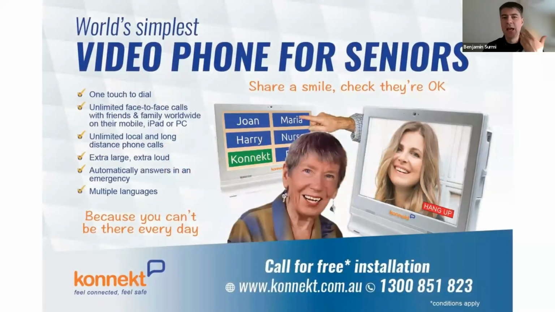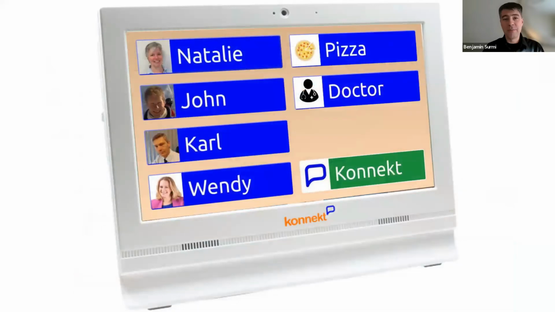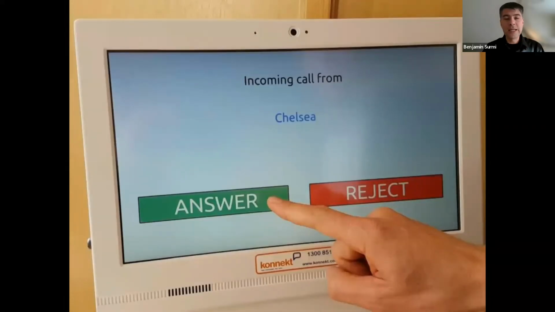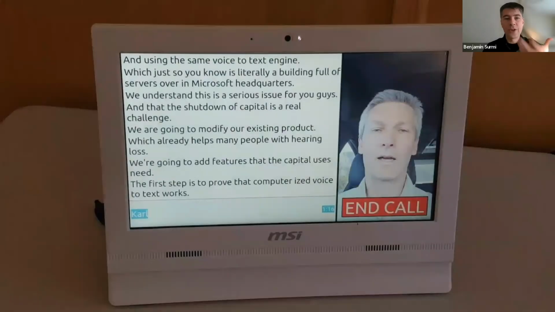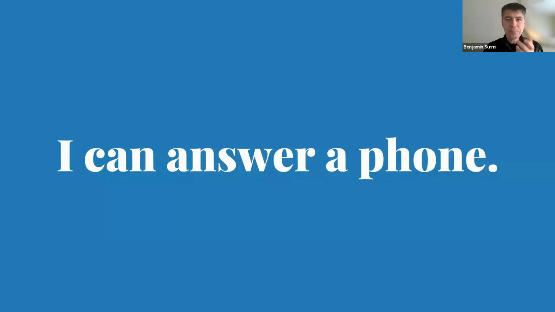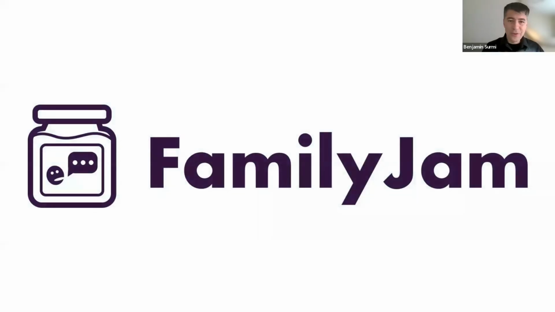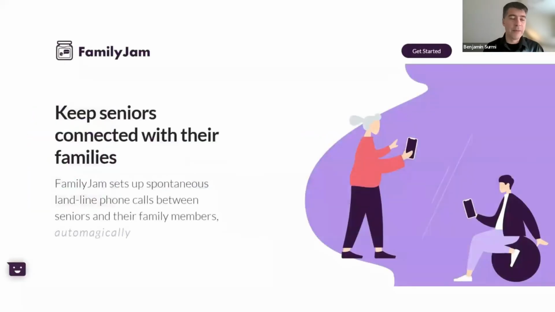Connect does the same thing. However, it also translates what they're saying into words so that the elder person can easily understand what the other person is saying, because they're not just hearing, they're actually reading what they're saying. If I can answer a phone if I have that ability, but I don't have the other abilities, maybe Family Jam is helpful.